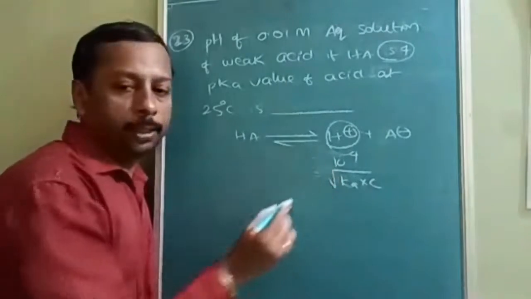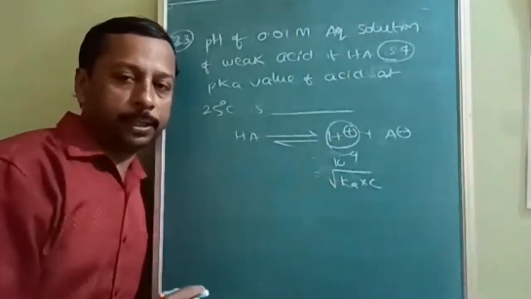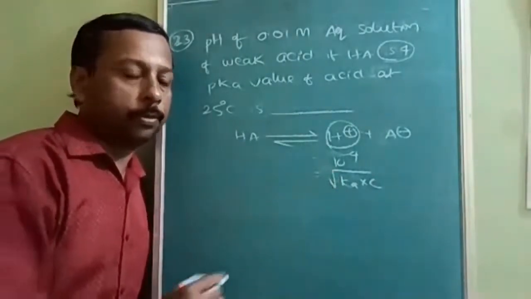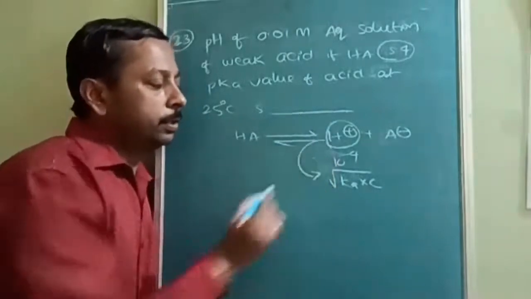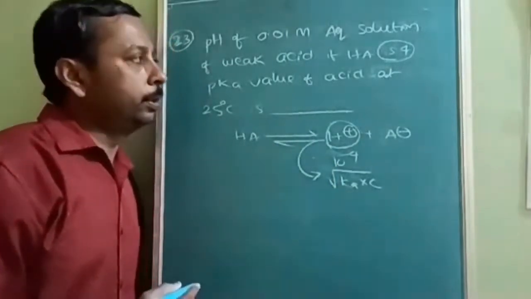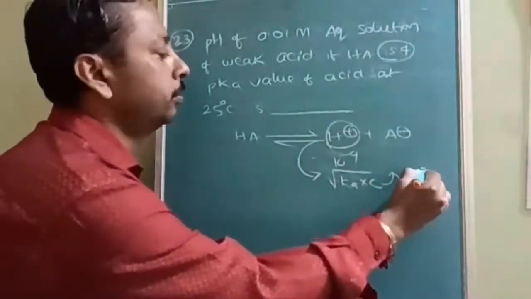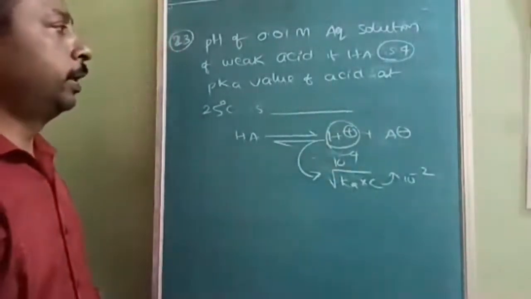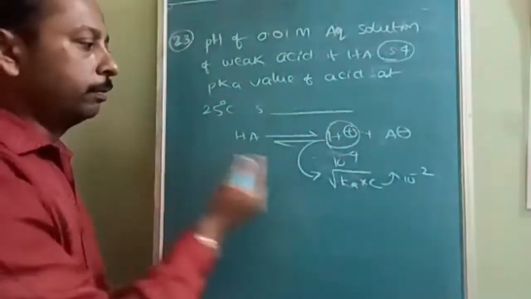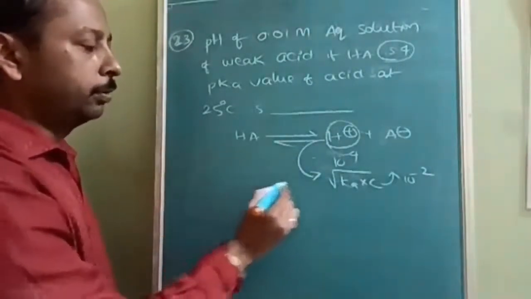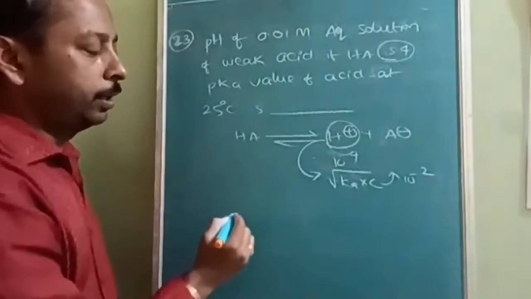Because as per the Ostwald dilution law, the very first lecture of ionic equilibrium, concentration of H plus is how much? Square root of Ka into C. And C is given as how much? 10 to the power of minus 2. So Ka we have to find out, not Ka, pKa we have to find out. First, let us find out the Ka, then we will find out the pKa.